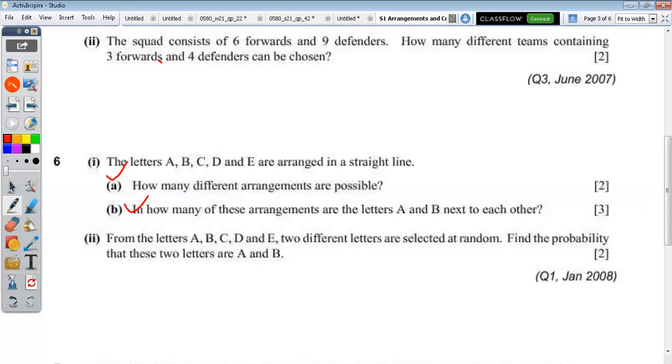And then how many of these arrangements have the letters A and B next to each other? So now we're going to say that A and B are 1. So it'll be A and B is 1. And then so that means we have C, D, and E.